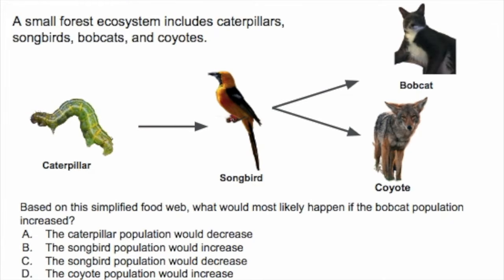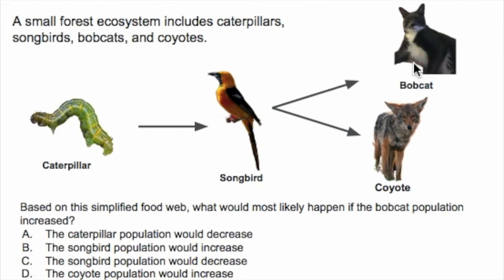All right, let's talk about this question here. So we see here we have a picture of a caterpillar, a songbird, a coyote, and a bobcat. Well, it's not really a bobcat. This is actually the channel mascot here, Tommy the cat, who is my pet cat.